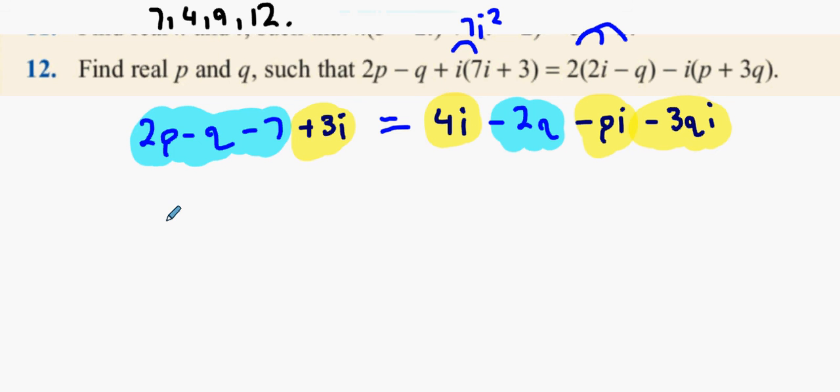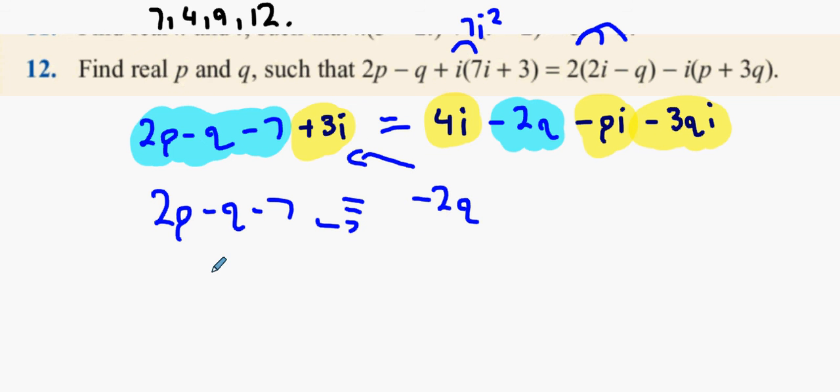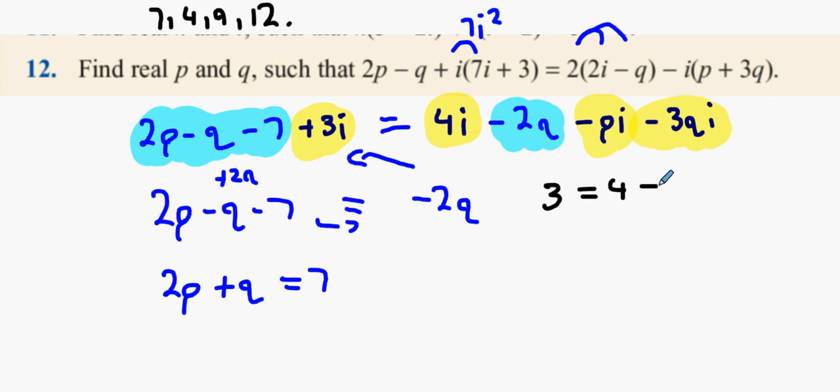Alright. 2p minus q minus 7 equals minus 2q. Bring the 2q to the left, the 7 to the right. You should get 2p. That'll become a plus 2q. Plus 2q, take away q, is plus q. Minus 7 on the left makes plus 7 on the right. That's your first equation.